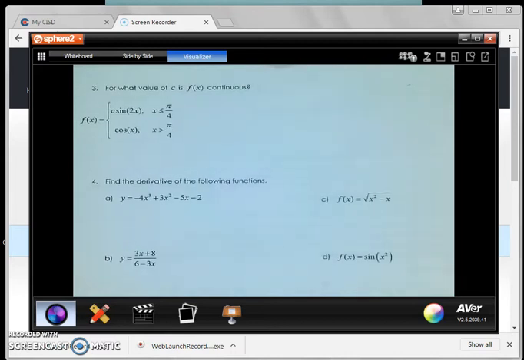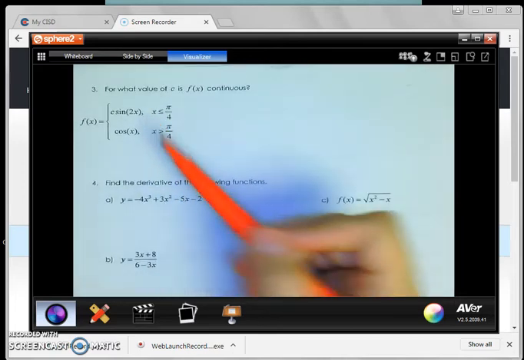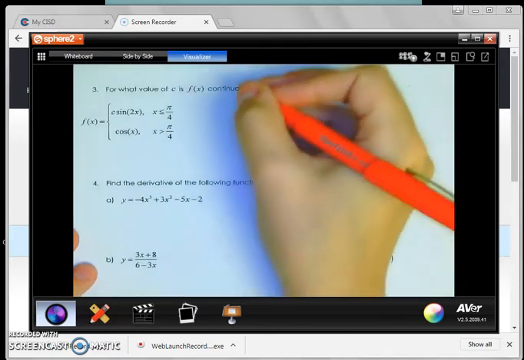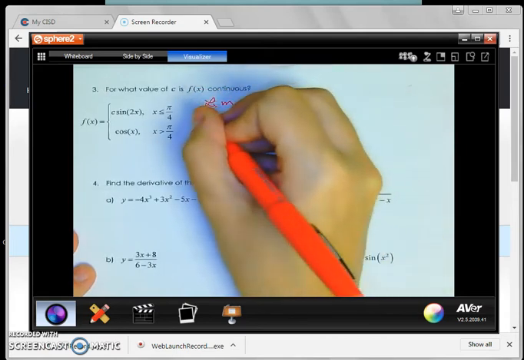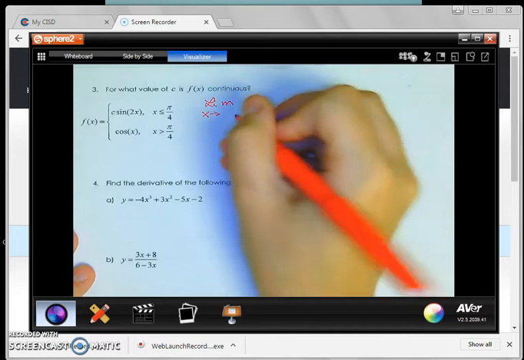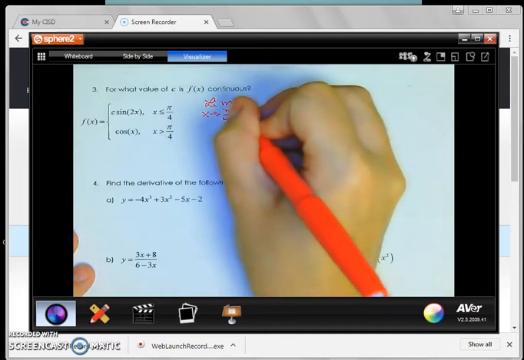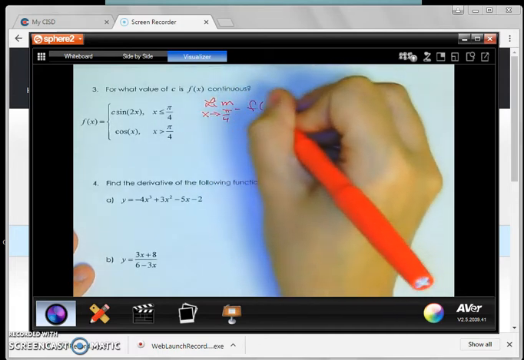So what I would do is take it from the left and the right. It's going to exist because this one does have an or equal to sign. So when I take my limit from the left, so I take the limit as x approaches pi over 4 from the left of f of x.